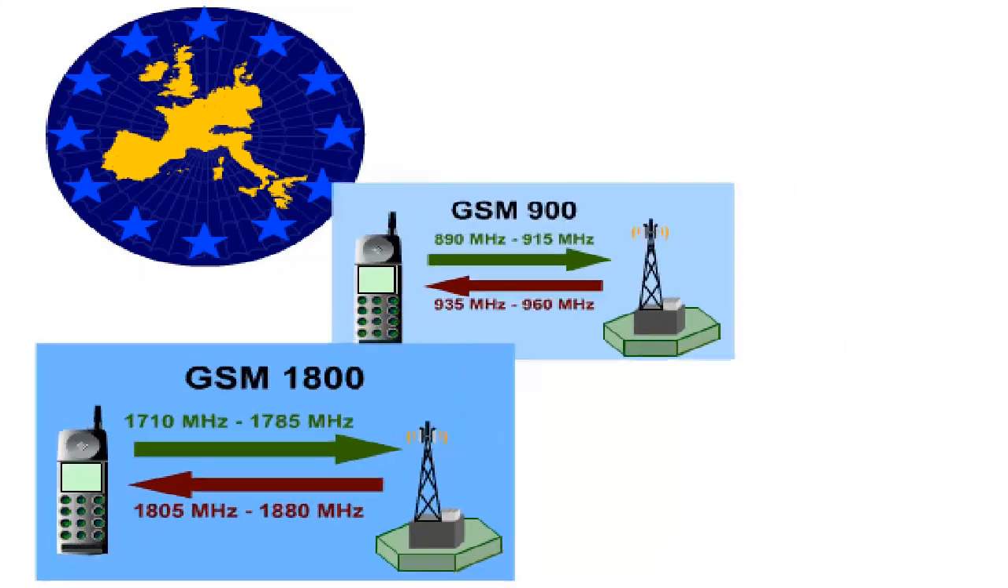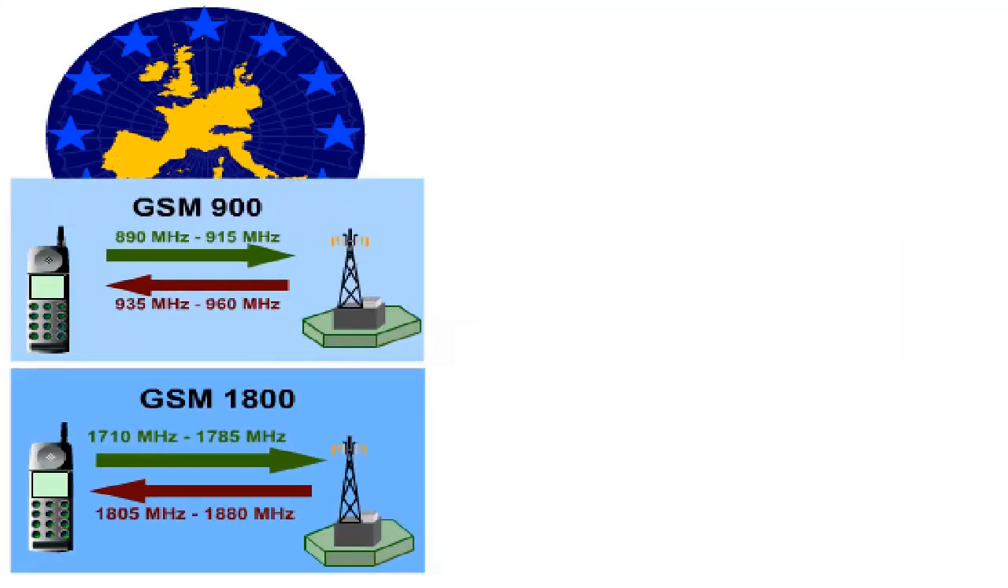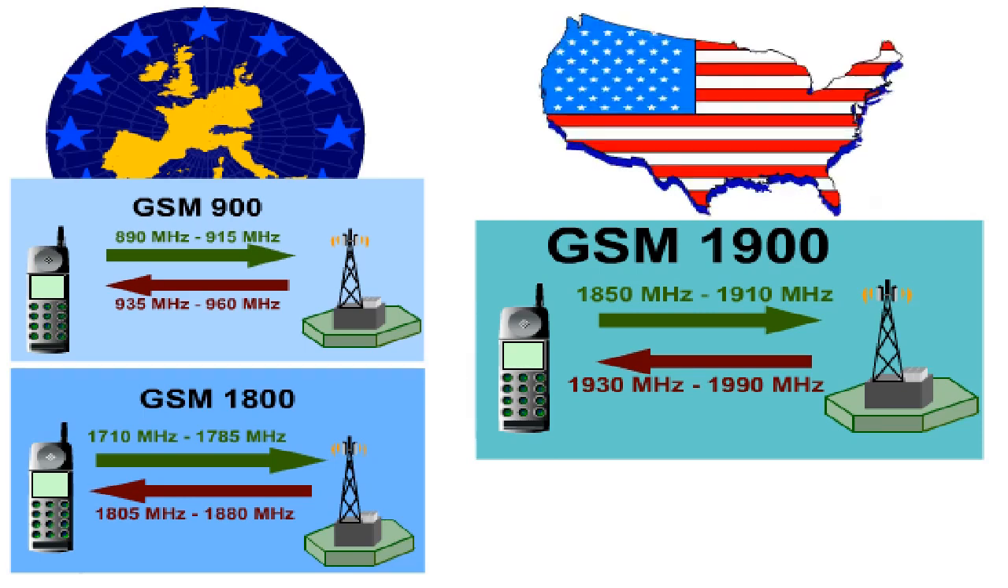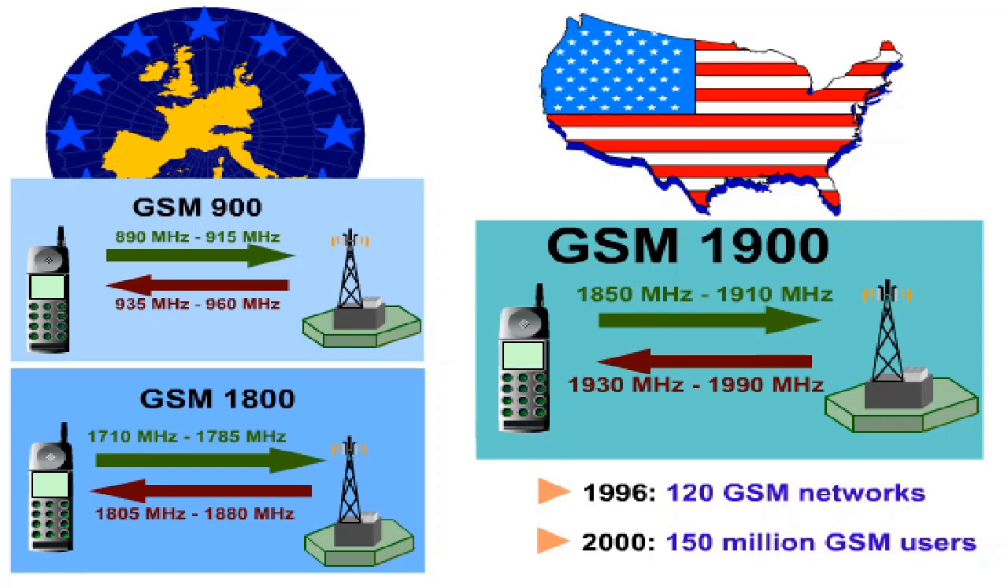In 1995, GSM 1900, with its own frequency range from 1850 to 1910 MHz in the uplink, and 1930 to 1990 MHz in the downlink, was implemented in America. At the end of 1996, there were already 120 GSM networks in operation, and within the year 2000, there were already 150 million GSM users all over the world.